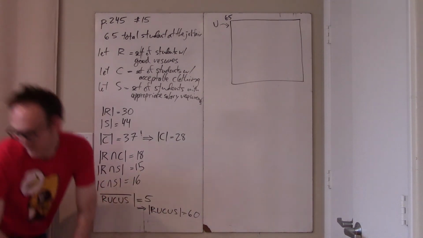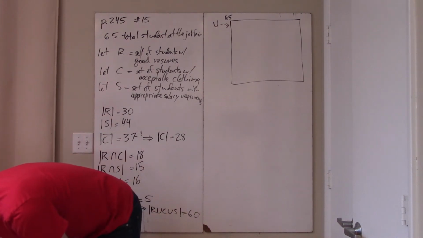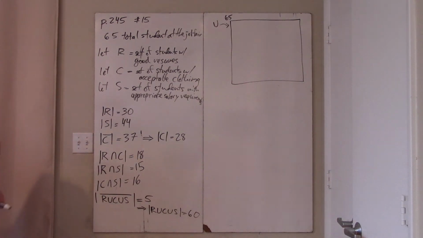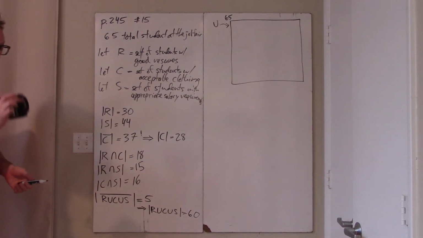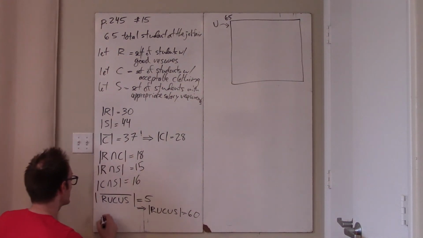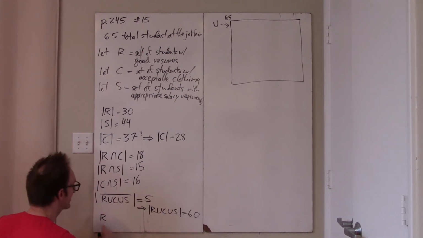All right, and finally, this is so slow. Finally, the question is, how many students were offered interviews? Okay, well, you only offer an interview to someone who meets all 3 requirements. So that means we want to know how many people had a good resume and good clothing and good salary.